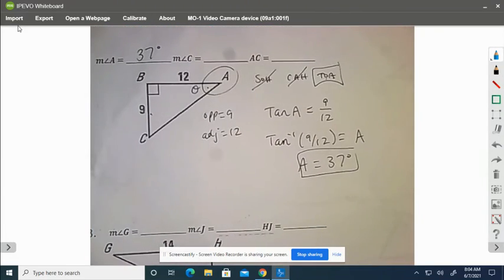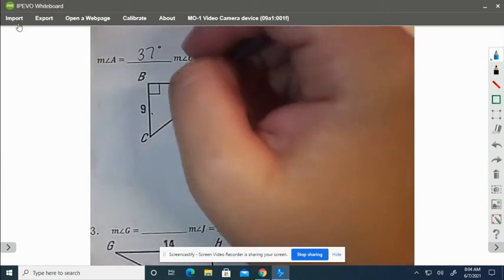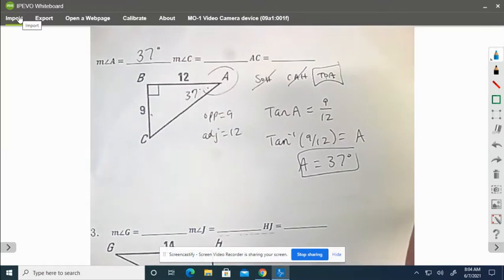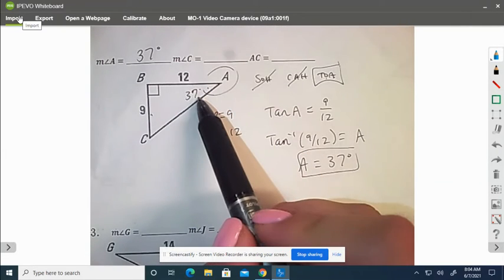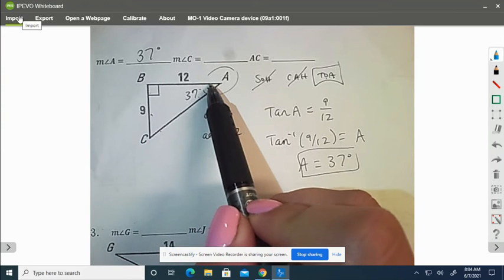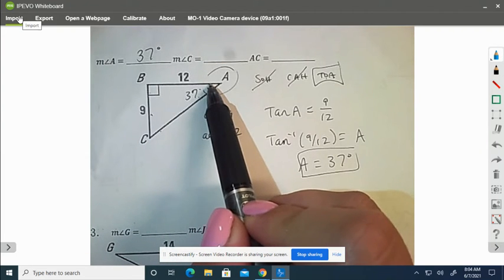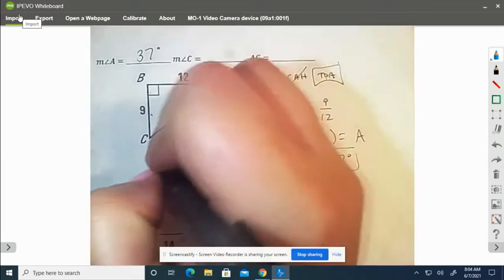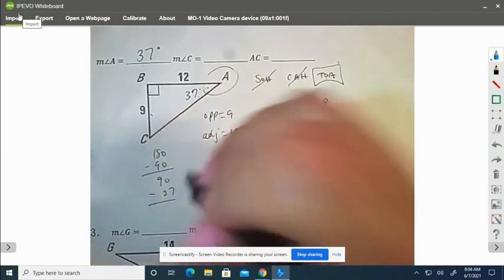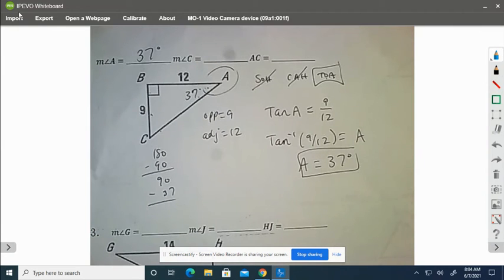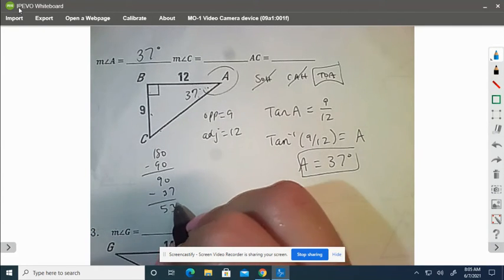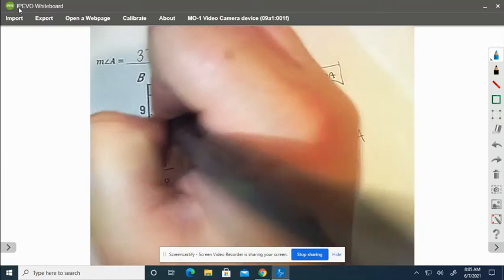If angle A is 37 degrees, can I find my other angle, angle C? Yes. So if angle A is 37 degrees and B is 90, I know that all 3 angles should add to how much? 180. All 3 of these angles should add to 180. So I'm going to do 180 minus 90. That gives me 90. Then I'll take away this 37. 90 minus 37. What does that give me? 53. So angle C would have to be 53.